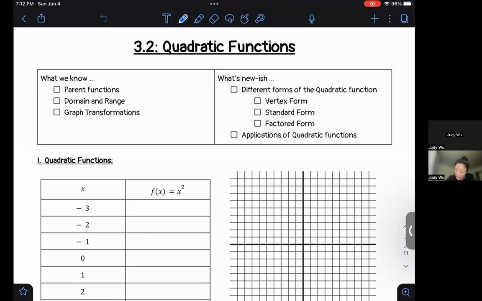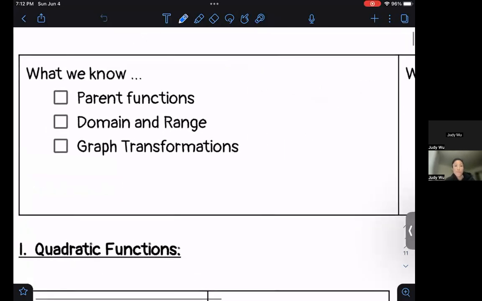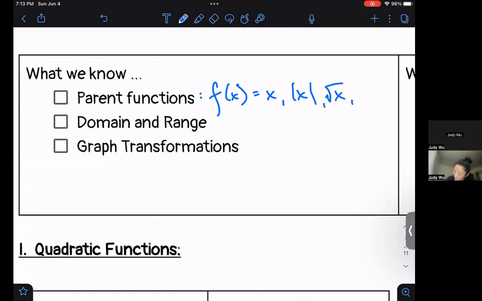Now, we're going to get started with what we know. Some of the things we've talked about so far in this course are parent functions, and I might even list a few of those here: f of x equals x, the absolute value of x, square root of x, x squared, and x cubed. Those are the ones that we've talked about so far.